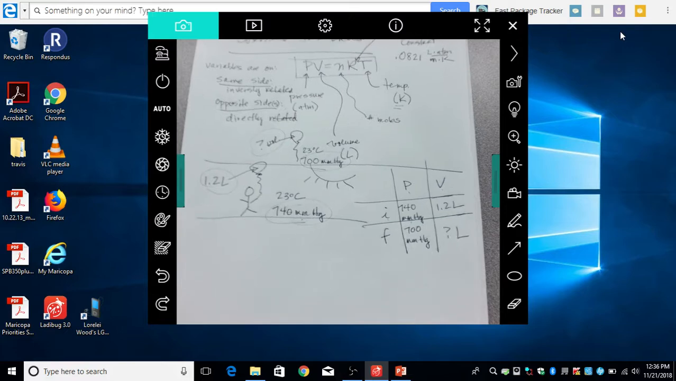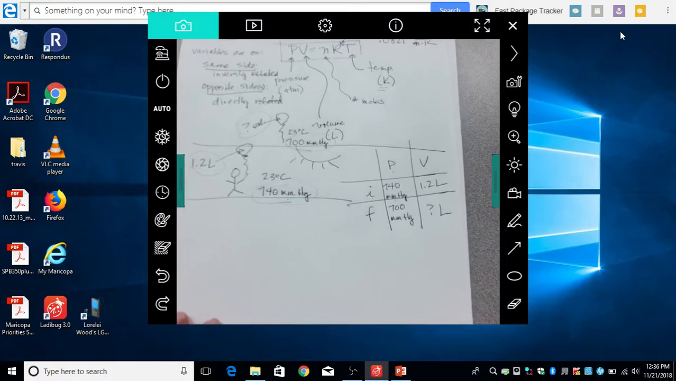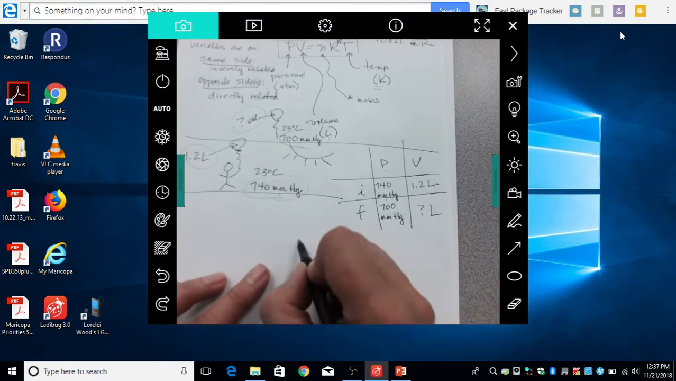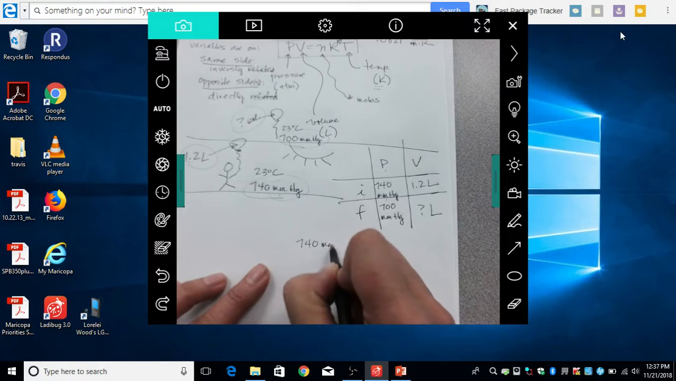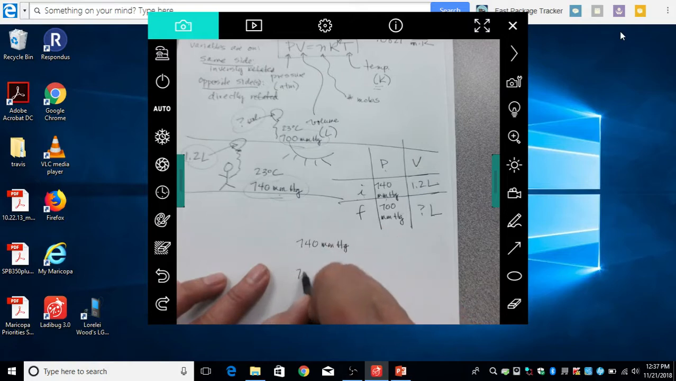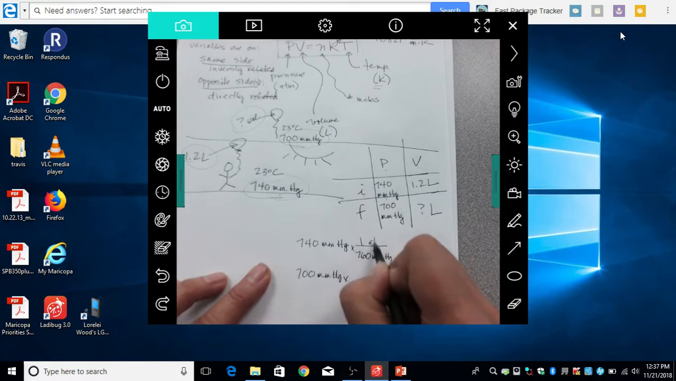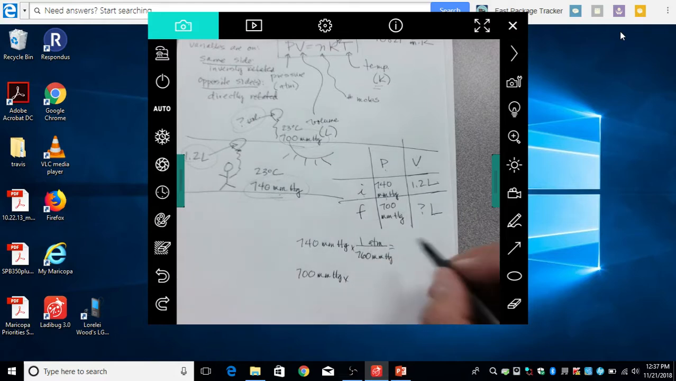Now we've got to do something first before we can do the problem. Remember, that has to do with the units that we should work in. What's wrong with my units? I think these units are okay, but I should change this to what? ATM. Let's change them to ATM. 740 millimeters of mercury and 700 millimeters of mercury. 760 to 1 ATM. So somebody with a calculator, do these for me.